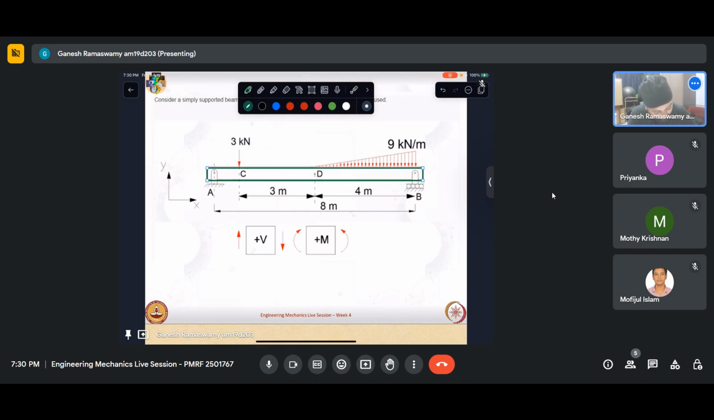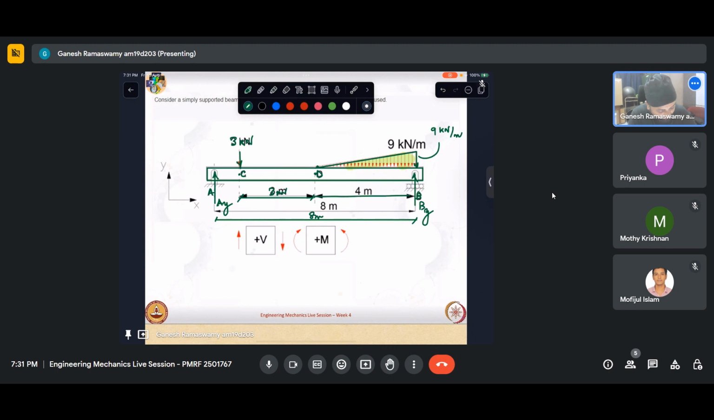I have AY and I have BY. I will not label AX because AX is anyway 0. So this is 3 kilonewton. And from this point, I have a varying load like that. And at this end, the load is 9 kilonewton per meter. So this is point C, this point D, A, B. Total length is 8 meters. This distance is 3 meters and this is 4, which makes this distance 1 meter.